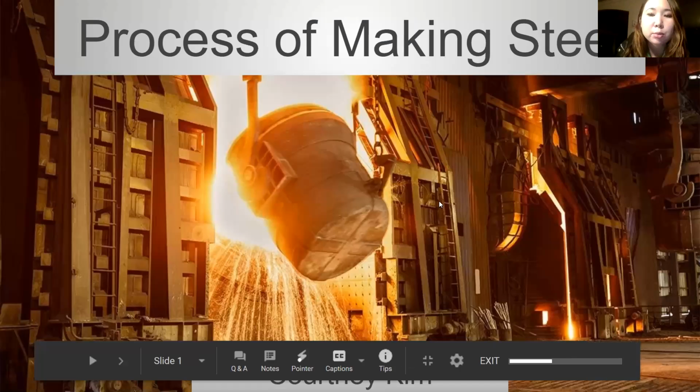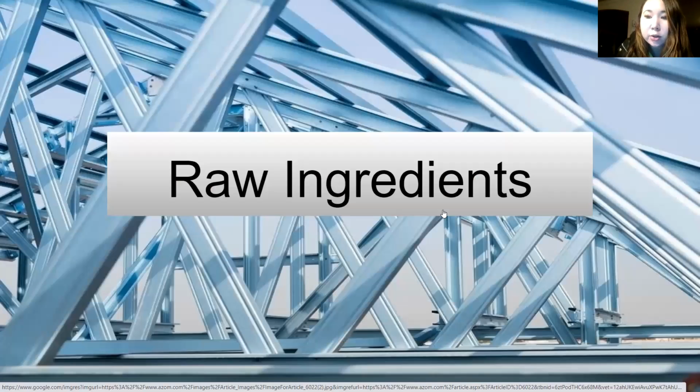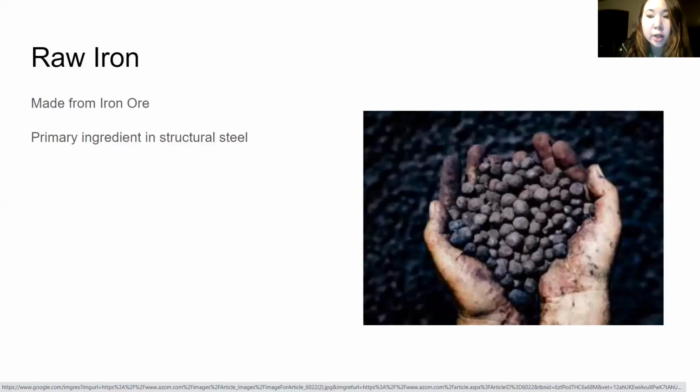All right, so this is the process of making steel. So first we're going to start with the raw ingredients that go into making it. The first one is raw iron. Structural steel is primarily made of iron, and it is made from iron ore.